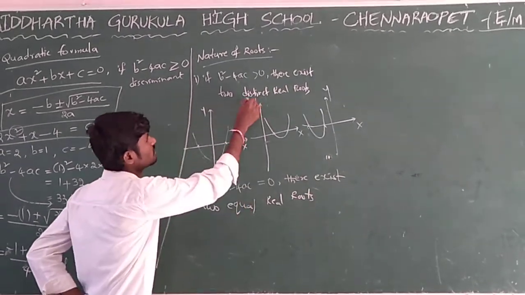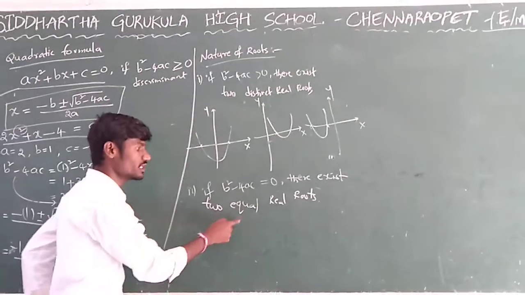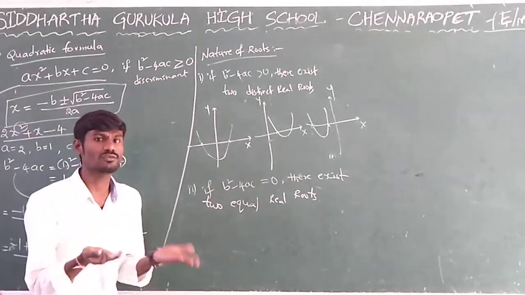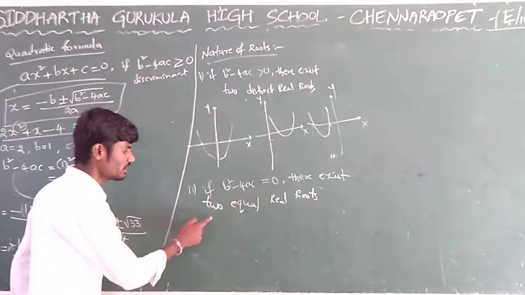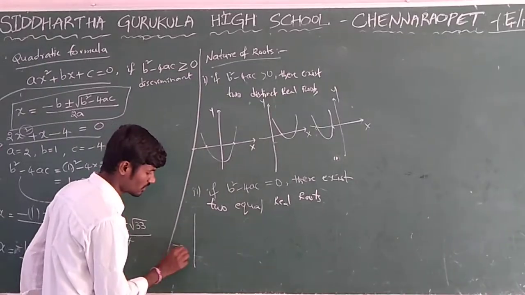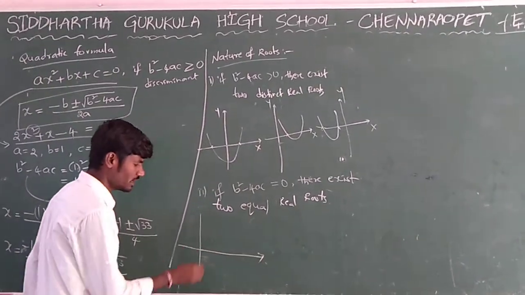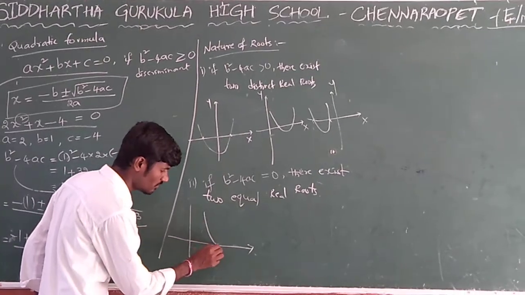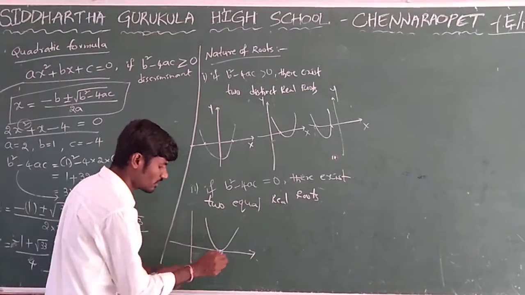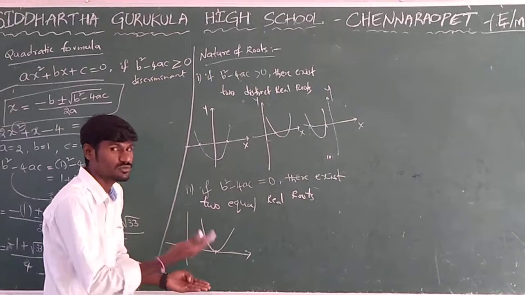Two equal real roots means what? Here, two distinct means different. But two equal real roots means the roots are equal, the same values you will get. In that case, the curve of the quadratic equation touches the x-axis at only one point. This one point means one root is repeated two times.